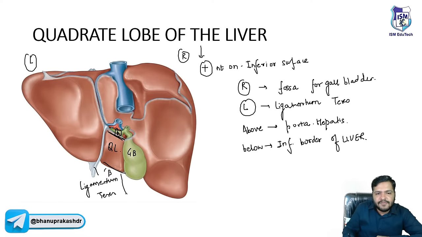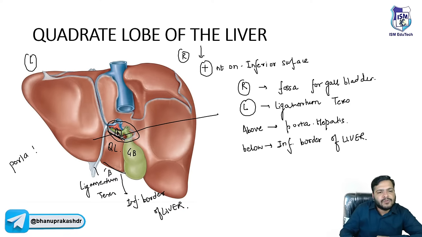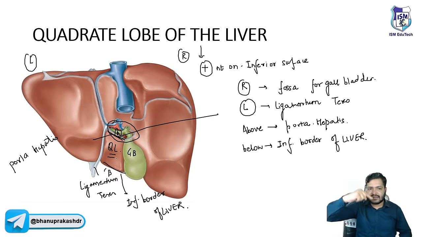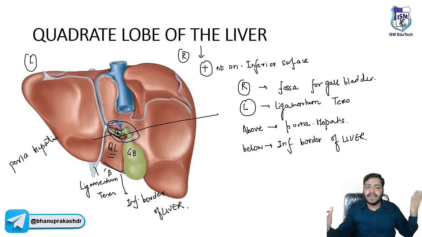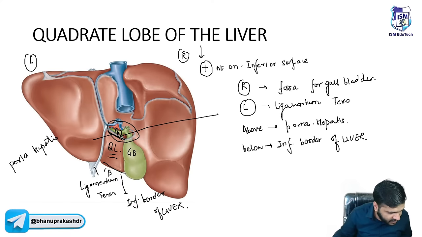What is below, beta? Inferior border of liver. And what is above, beta? Porta hepatis. So, quadrate lobe: above it the porta hepatis, below the inferior border of the liver, towards the right the fossa for gallbladder, and towards the left we have ligamentum teres. Is it clear, beta?